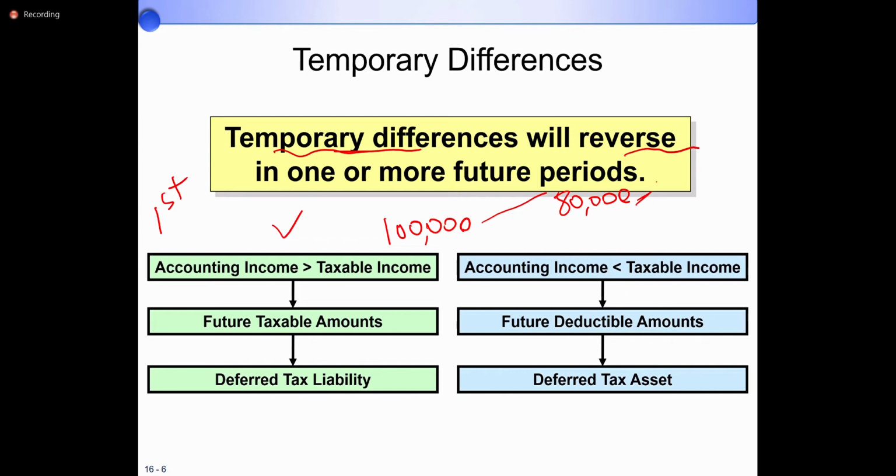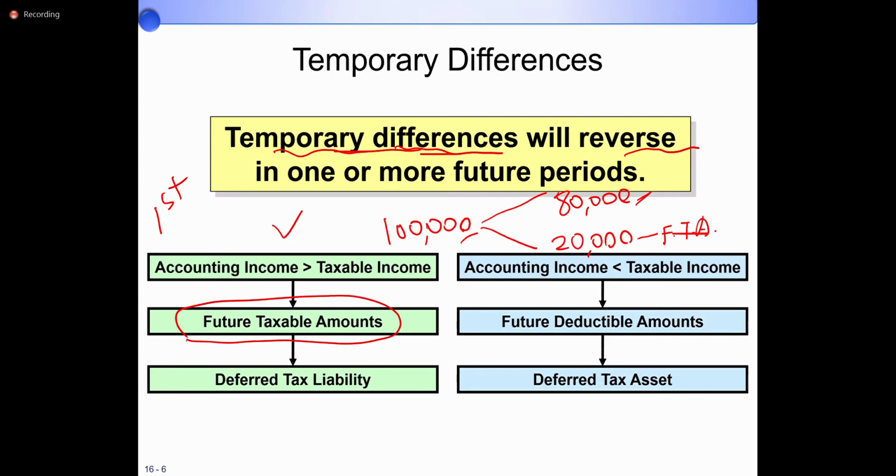So accounting income is $100,000. This is our profit. But taxable income is only 80,000. So the difference is 20,000. Remember 20,000. This 20,000 difference is a temporary difference. We don't pay tax on the 20,000 right now, but we will pay tax on the 20,000 in the future. So that's why $20,000 is called the future taxable amount.